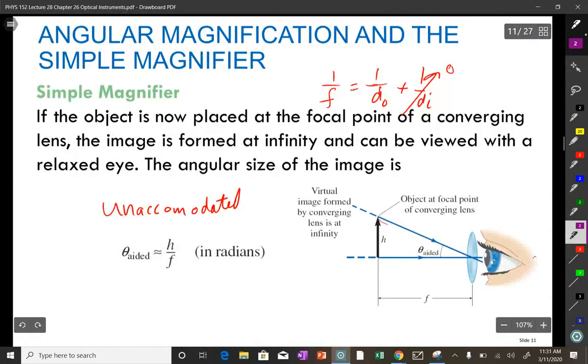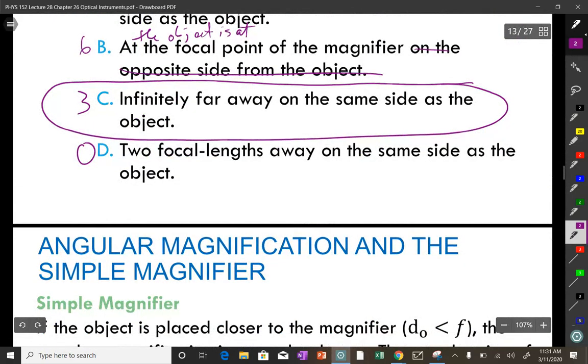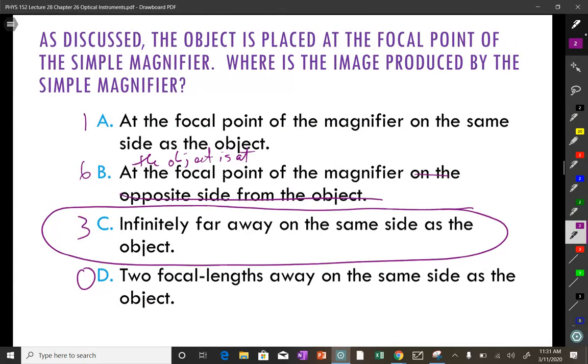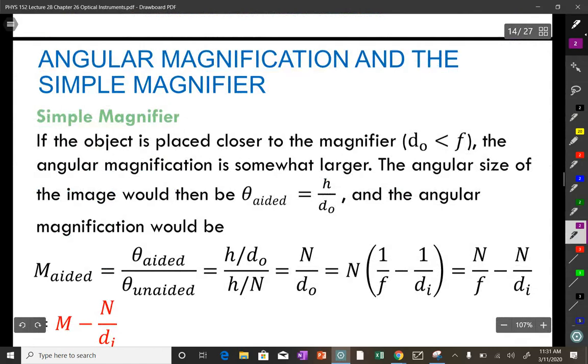You use the focal length if it's unaccommodated with a lens. The near point with no lens. So you were absolutely right with the near point and no lens. With the lens, unaccommodated at the focal length. So unaccommodated with the lens, we're not taking the near point into account. Correct. Cool. Now, what if we want more magnification?